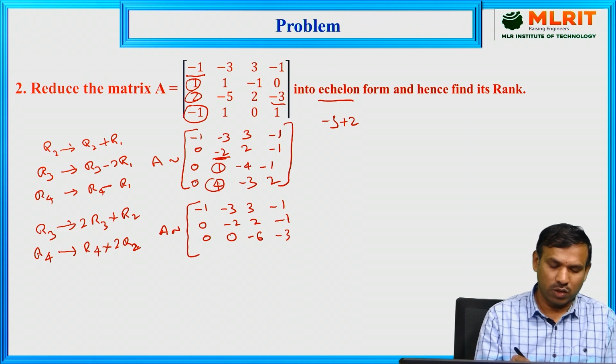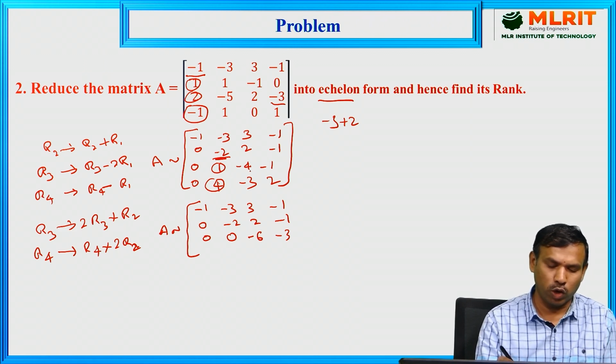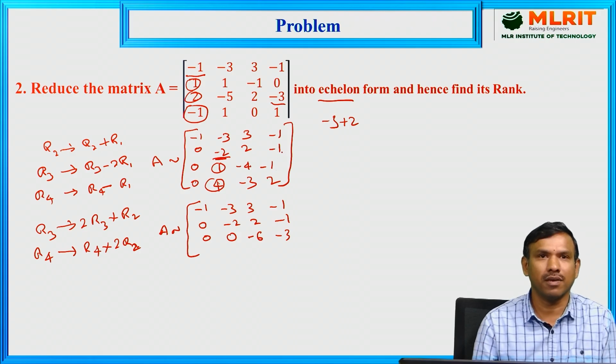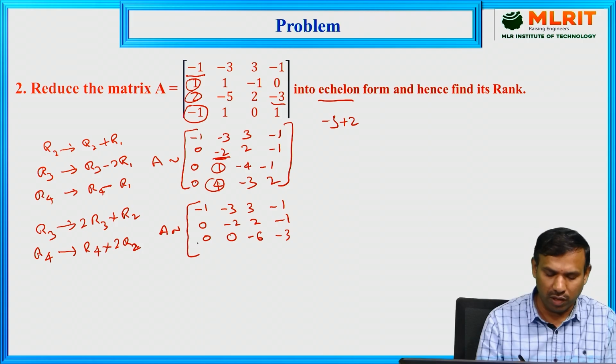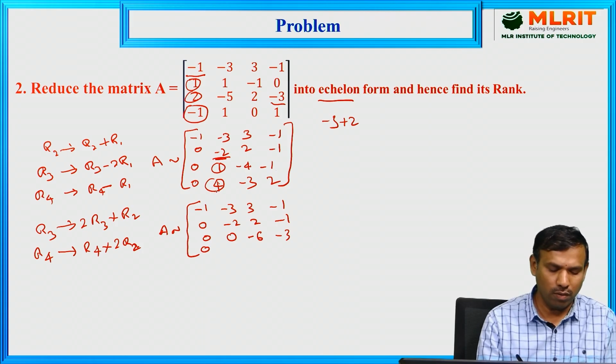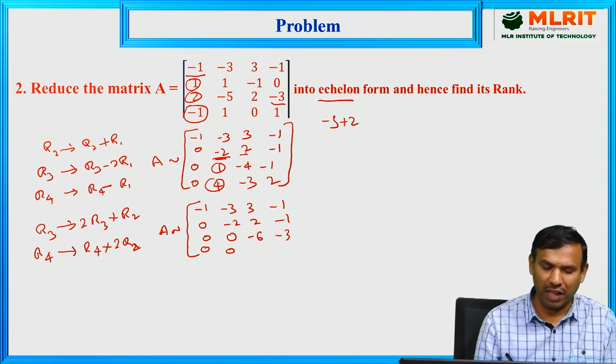Once again check. 2R3. 0 plus 0, 0. 1. 2 into 1, 2. Minus 2, 0. 2 into minus 4, minus 8 plus 2, minus 6. 2 into minus 1, minus 2. Minus 1, minus 3. R4 plus 2R2. 0 plus 0, 0. Next, 4 minus 4, 0. R4 minus 3, 2 into 2, 4. Minus 3 plus 4, that is 1. Next R4: 2 minus 2, 2 into minus 1, minus 2. 2 minus 2, 0.